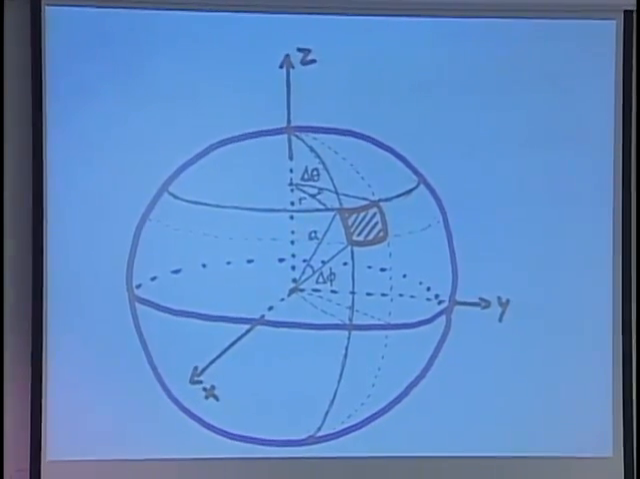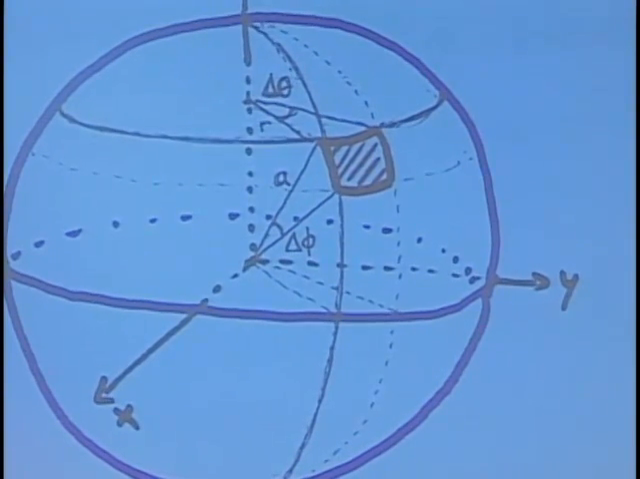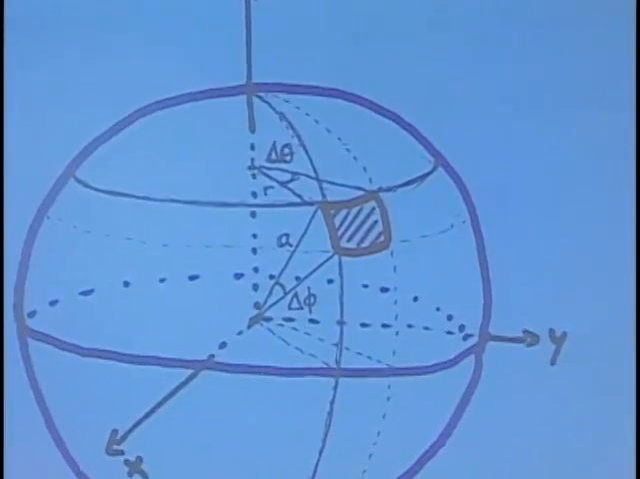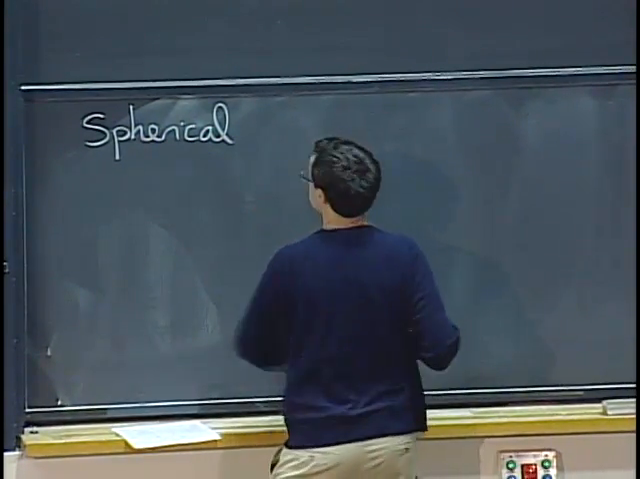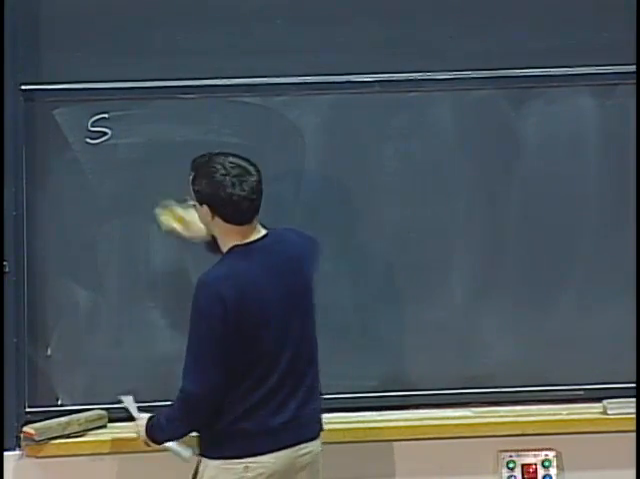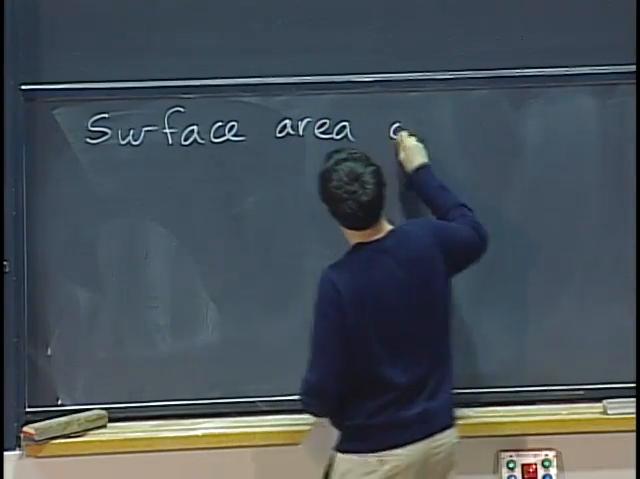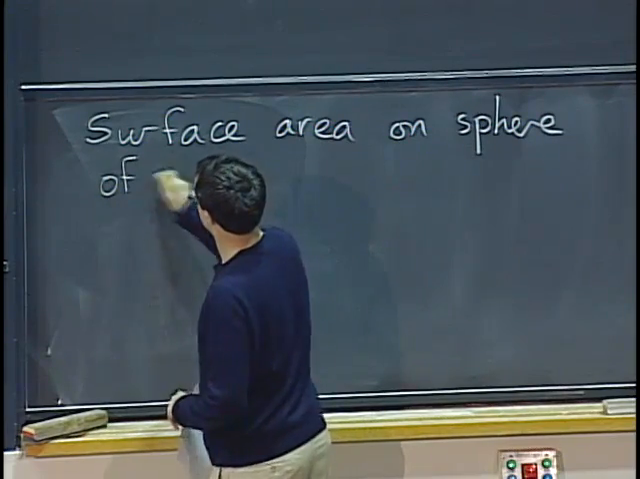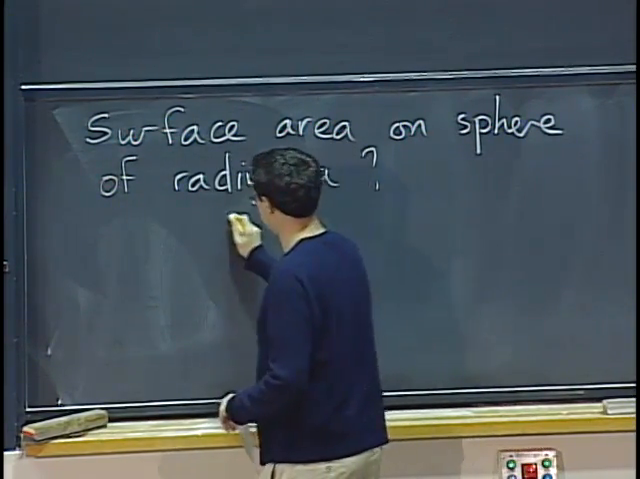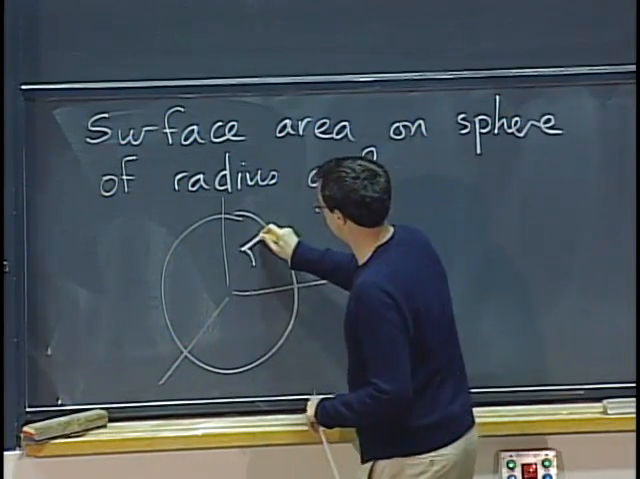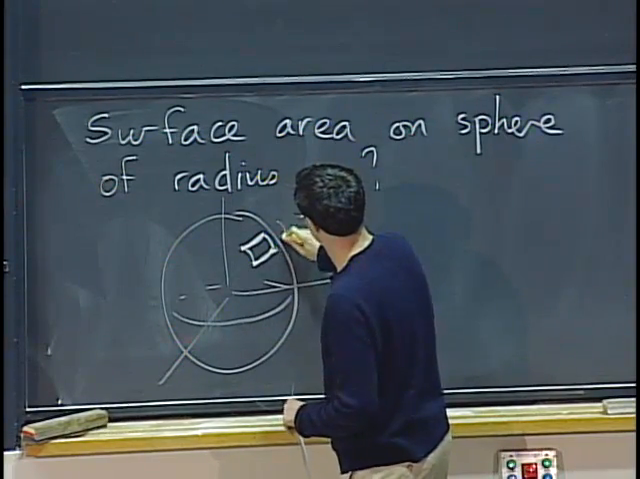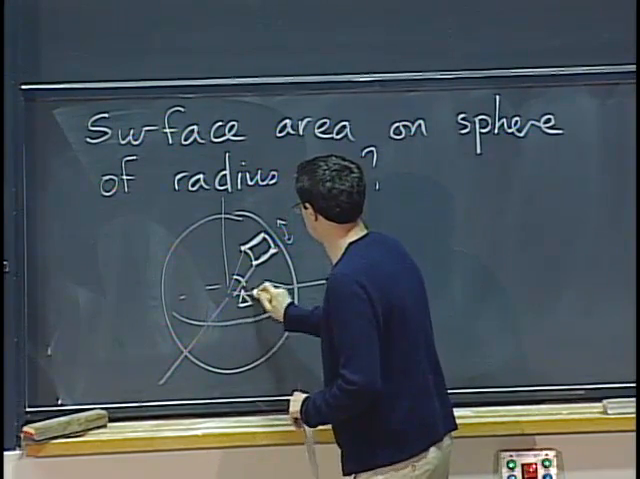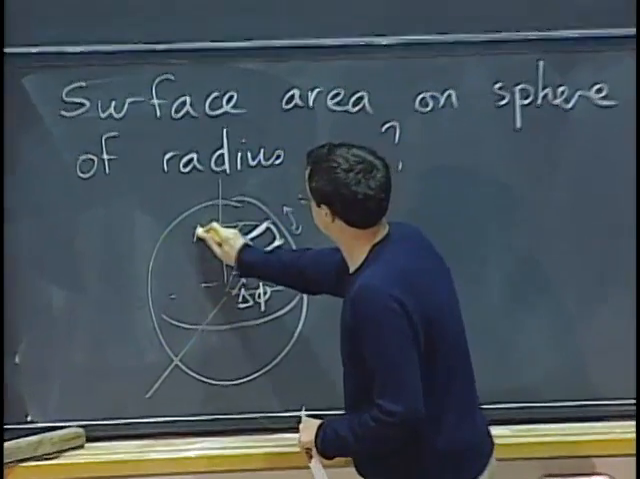So let's start by looking just at what happens on a sphere of radius a, and let's try to figure out the surface area element on the sphere in terms of phi and theta. And then we'll add the rho direction. Let's start by understanding surface area on a sphere of radius a. So that means we'll be looking at a little piece of the sphere corresponding to angles delta phi, and in that direction here, delta theta.